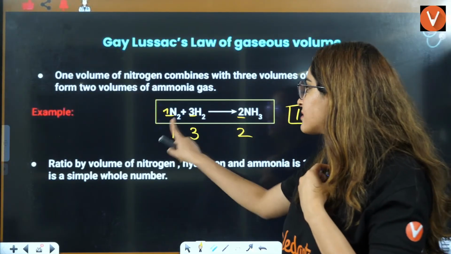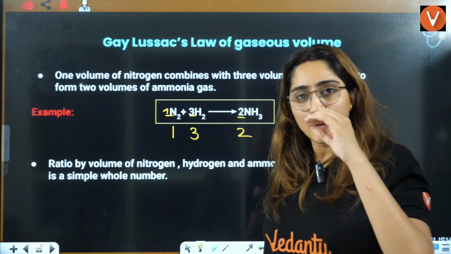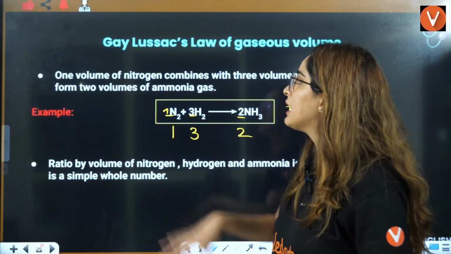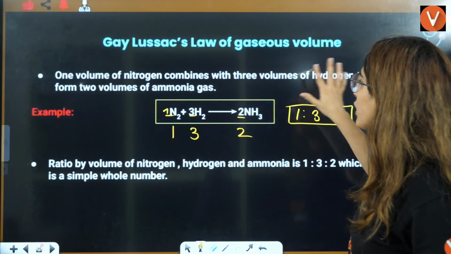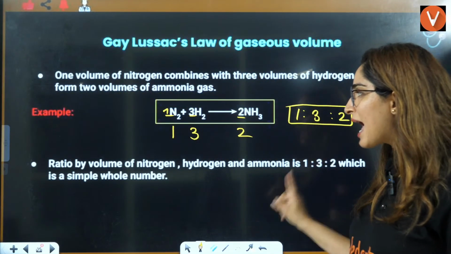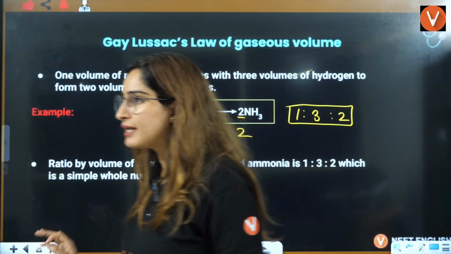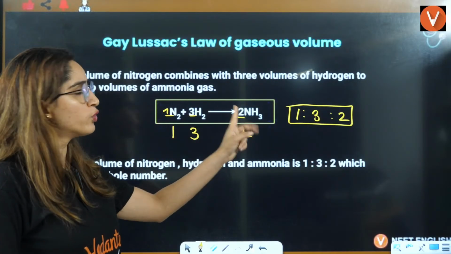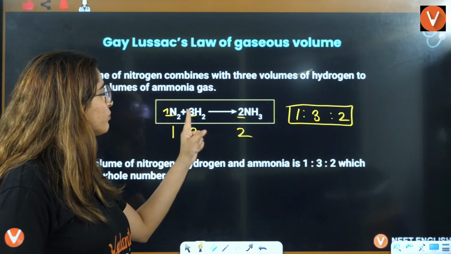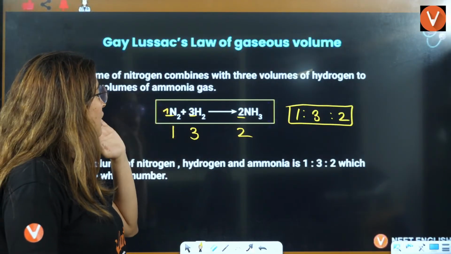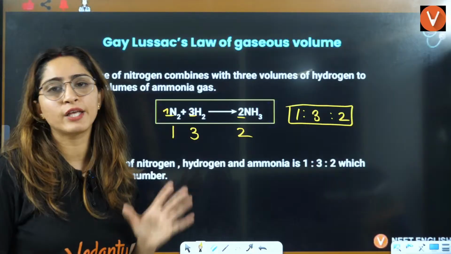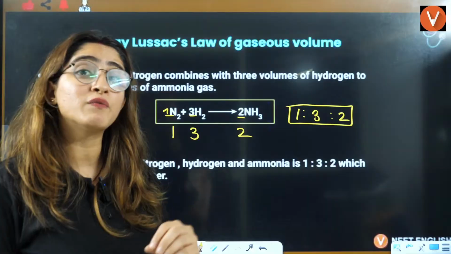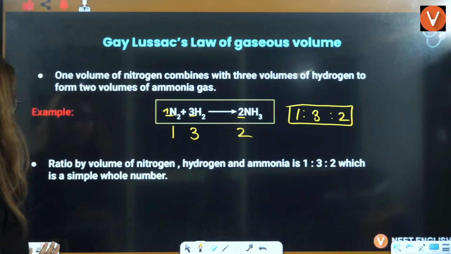Why are we saying that this is the volume? Because of stoichiometry, which we will study in some basic concepts of chemistry. 1 volume of nitrogen combines with 3 volumes of hydrogen to form 2 volumes of ammonia gas. So the ratio will be the same, right? Stoichiometry means you can say anything. You can say 1 molecule, 3 molecule, 2 molecule. You can say 1 volume, 3 volume, 2 volume. You can say 1 mole, 3 mole, 2 mole. Anything, 1 particle, 3 particle, 2 particle. That we will study in mole concept and stoichiometry, right?